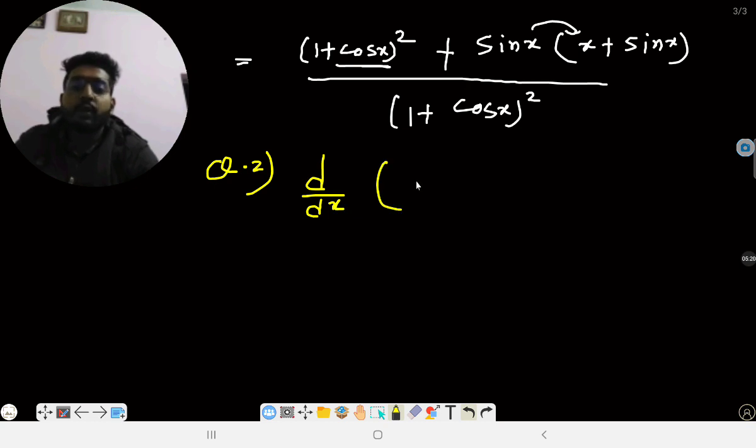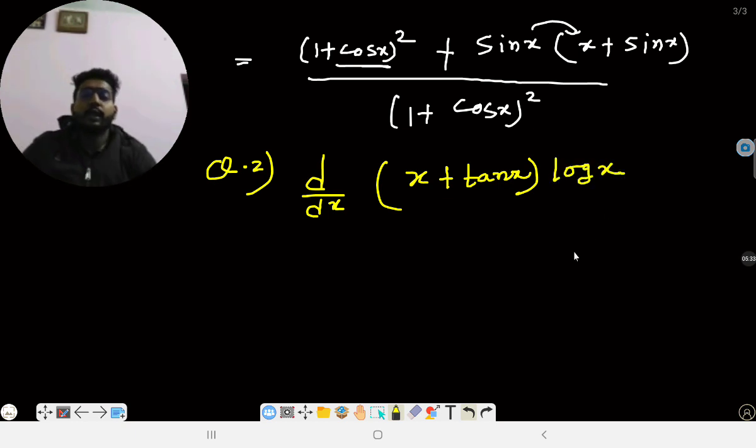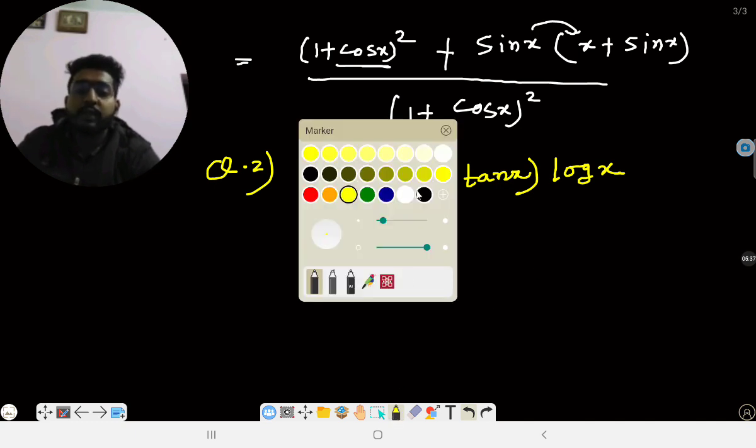d/dx of x plus tan x into log x. Suppose this is given. Okay, so x plus tan x into log x. Now how to solve this one? Again, this is a basic part.